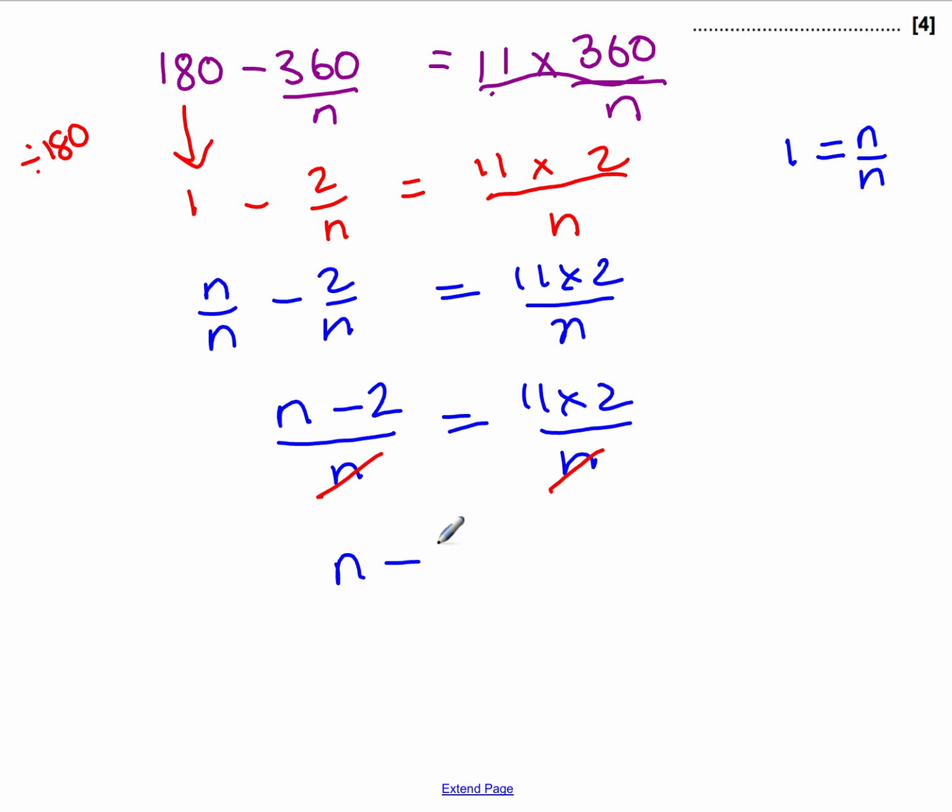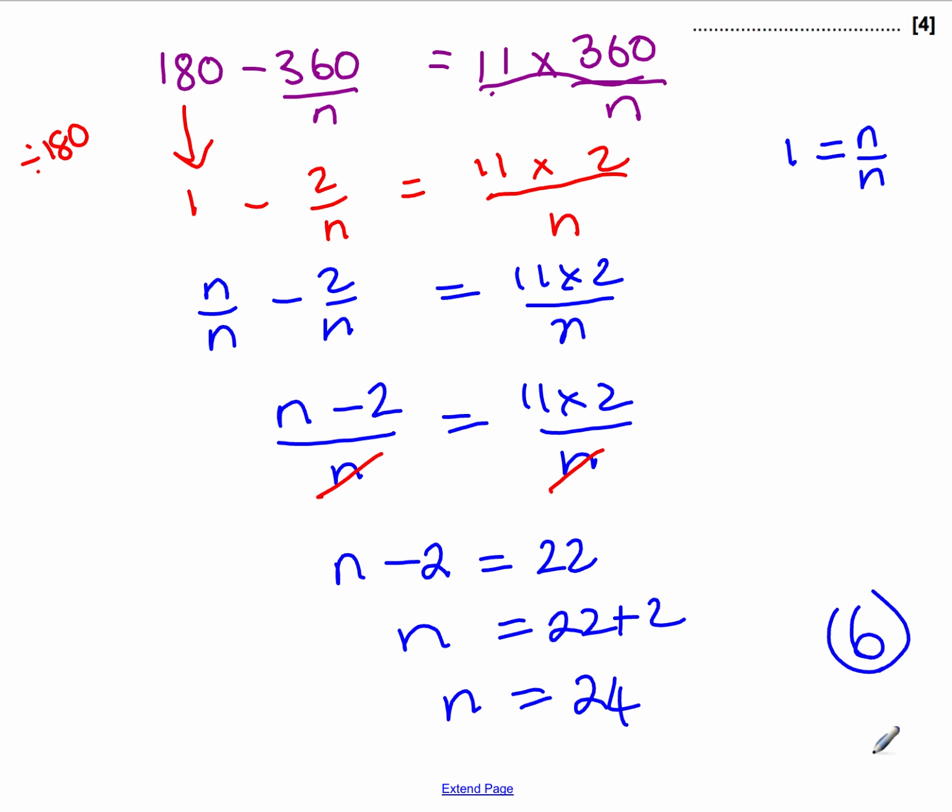So n minus 2 is equal to 22. And if I take the 2 to the other side, 22 plus 2 makes n 24. And that was a 6-mark question, so it's quite a challenging one. Okay, next question.